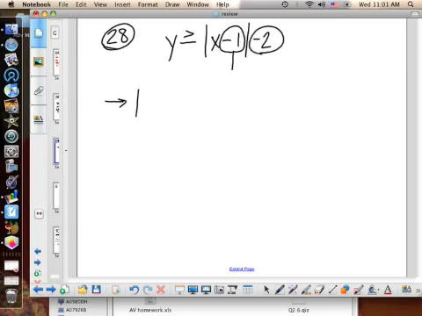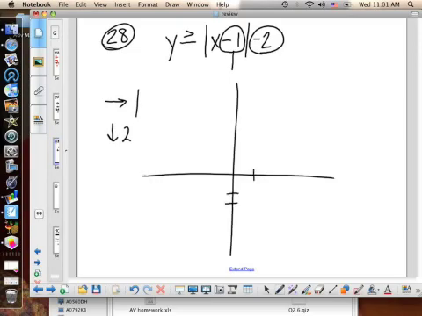This is a shift down 2 units, right? So my vertex is actually here. Is there a negative sign in front? No, so it's still opening up. Has there been a number put in front of the x or in front of the brackets? No, so your slope is still 1. So from your vertex, you go up 1 and over 1 in both directions.